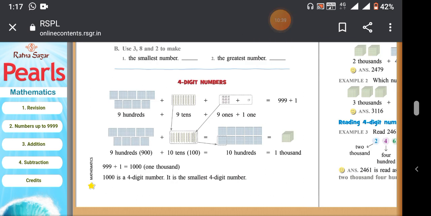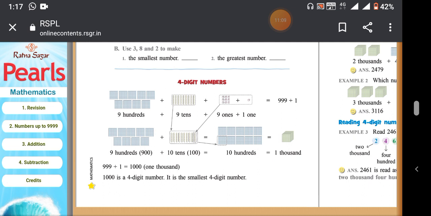4-digit numbers. Okay, so observe the picture children. How many boxes of hundreds are there? 1, 2, 3, 4, 5, 6, 7, 8, 9. So there are totally 9 boxes of hundreds, and there are totally 9 boxes of tens, and there are 9 boxes of ones plus 1 box of 1.